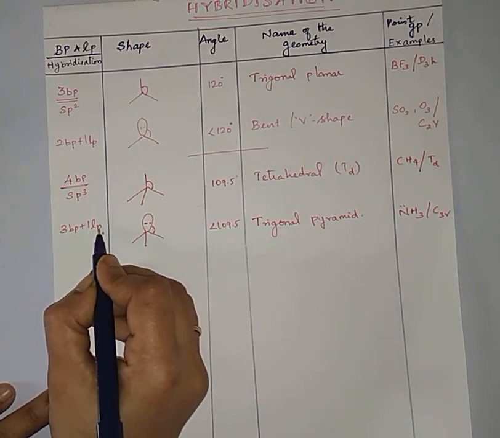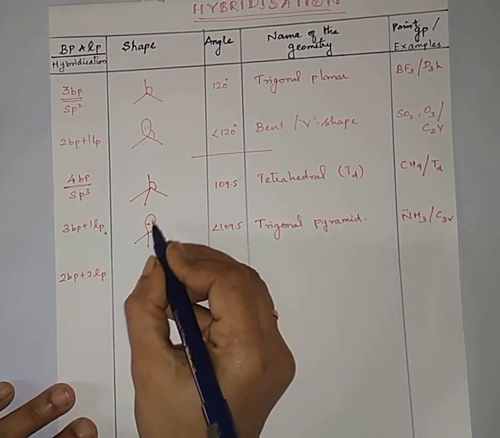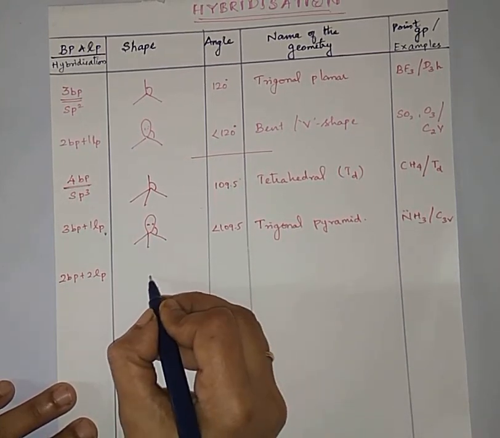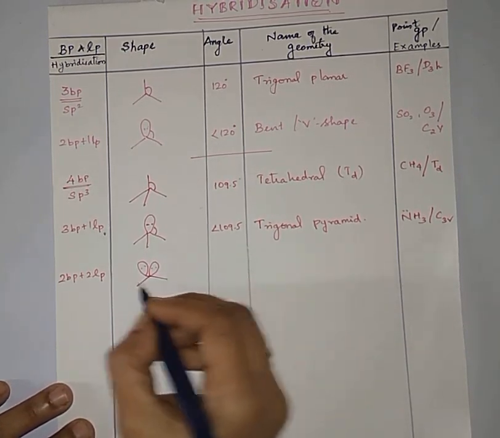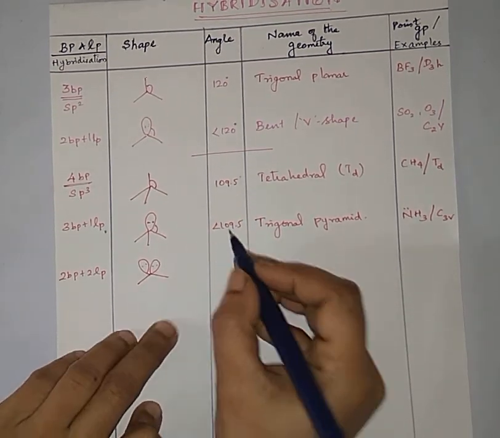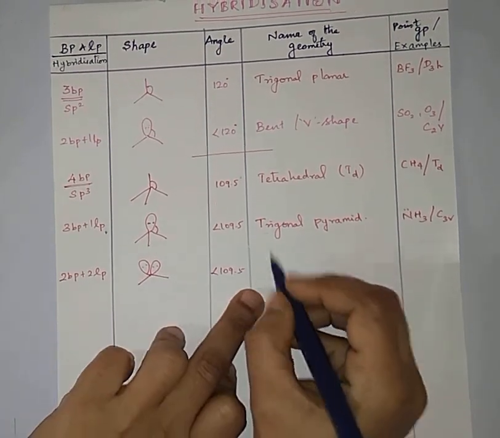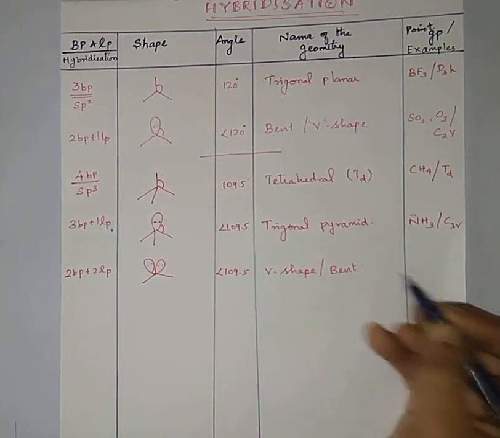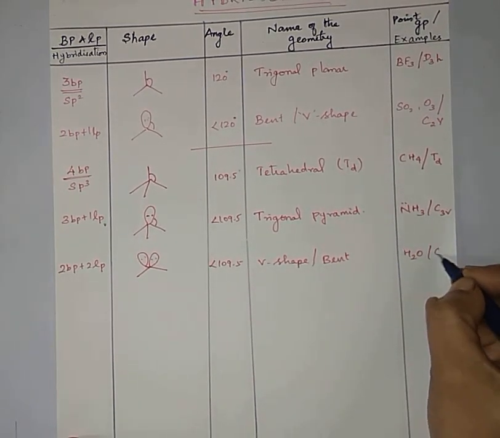If it is replaced with 2 lone pairs, what will be the case? 2 bond pairs replaced with 2 lone pairs. Here one lone pair, here also one lone pair. It should be a V bent shape. Okay, bent shape, and here also one lone pair will be there. And this again is less than 109, about 105, still lesser than this. Okay, this is also V shape or bent. This is an example of the H2O molecule. The point group is the same, C2v.